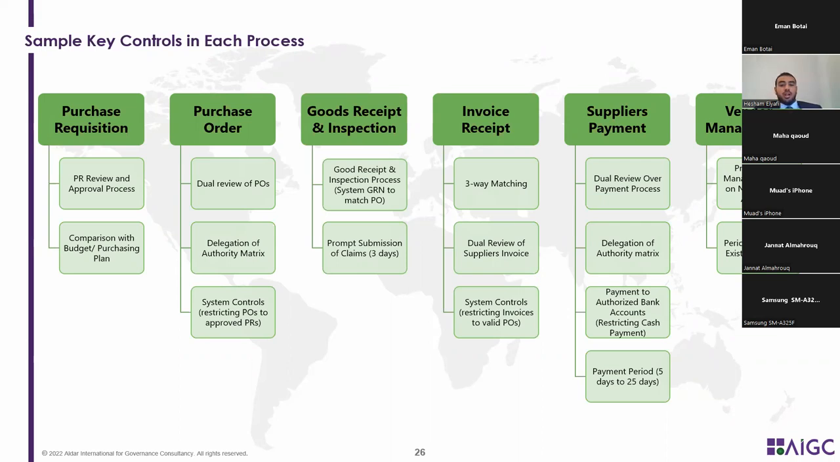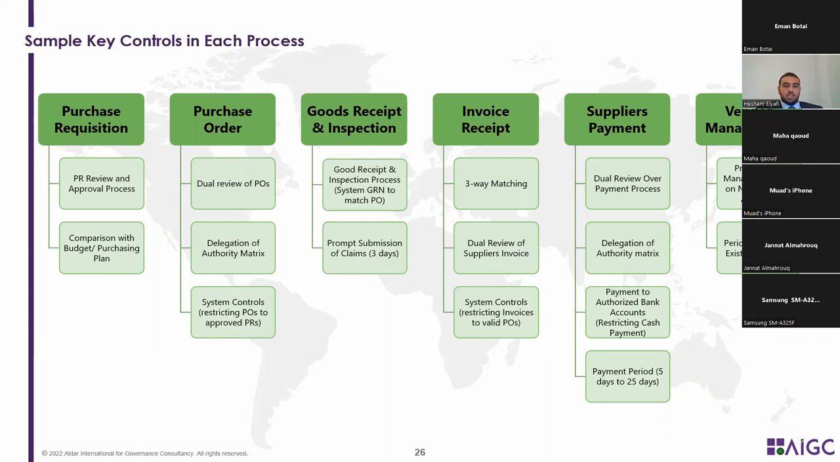If we're ordering non-required material, usually there would be a budget controller in place or a business unit head that will be comparing the budgets with the purchasing plan with the actual PRs received. When it comes to purchase order, again, there is usually dual review of POs. There is a delegation of authority matrix that limits the approval to certain limits. There are some system controls to ensure POs are only issued against approved PRs.